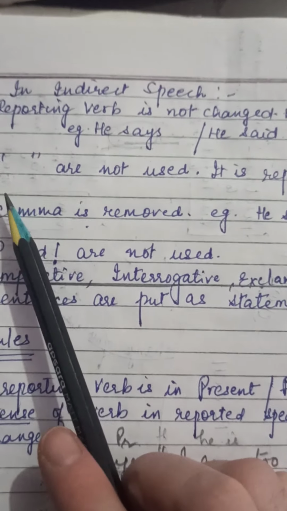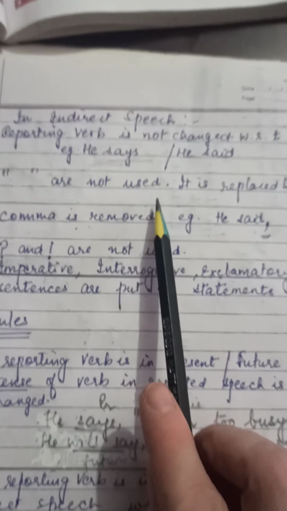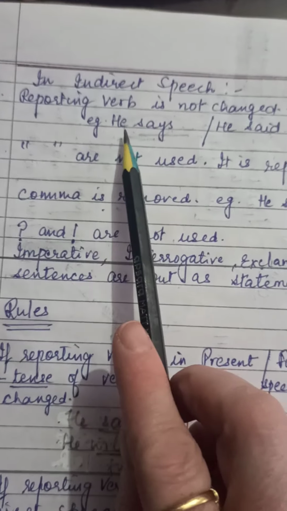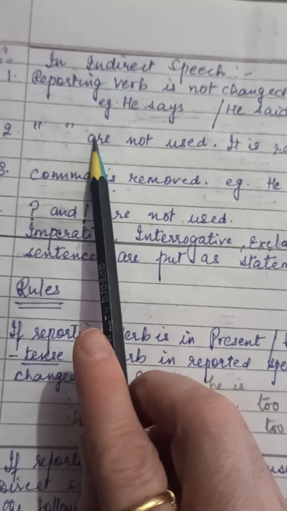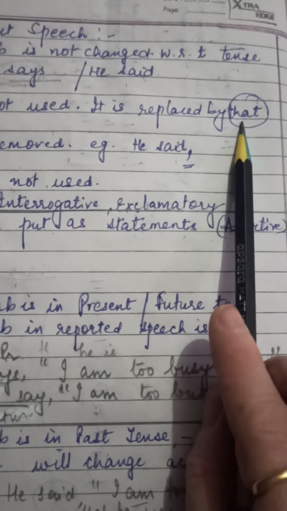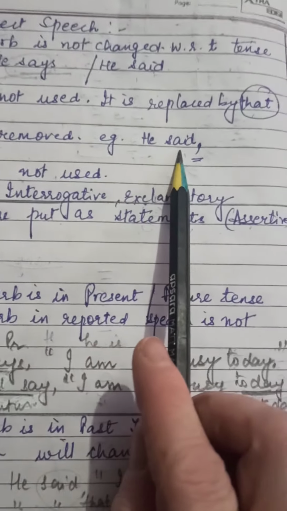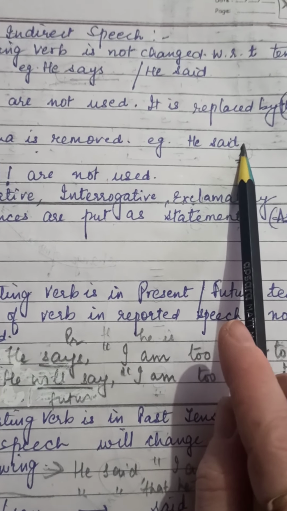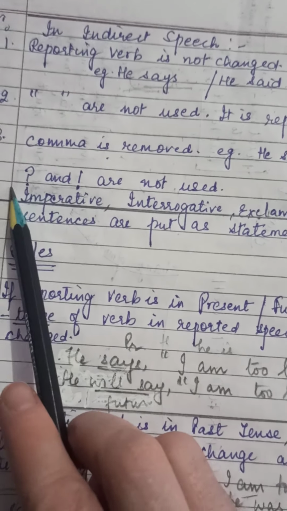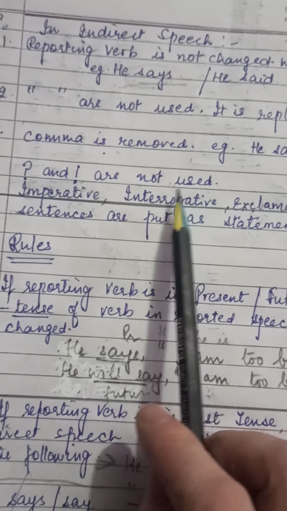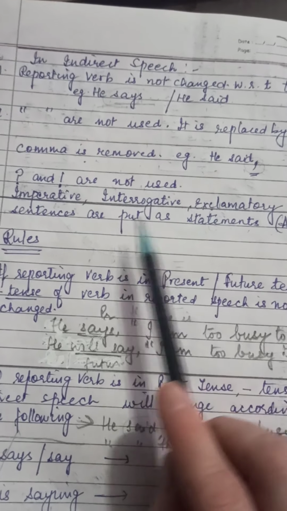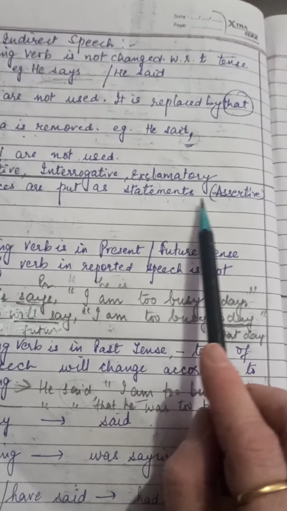Next, children, double inverted commas are not used when we are writing indirect speech. When we change a direct speech into indirect speech, we do not change the reporting verb. Second thing is, we do not use double inverted commas in a sentence. It is replaced by the word that. That is what we have learned in a previous video. Then the comma is removed. For example, he said. This comma is removed when we write indirect speech. Clear? Next, question marks and exclamation marks are not used. What does it mean? That all imperative, interrogative, exclamatory sentences are changed into statements, and all the statements end up with a full stop.